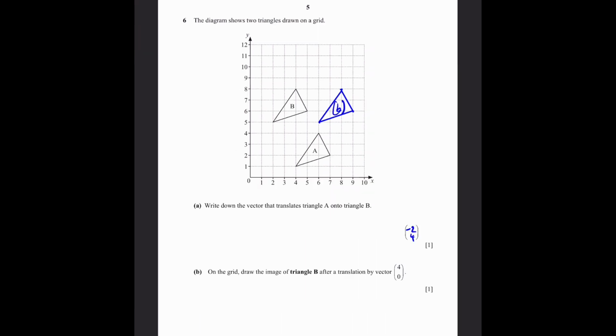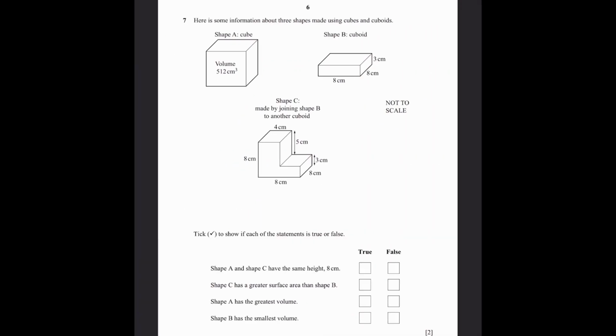Let's go to question 7. Here's some info about three shapes made using cubes and cuboids. Decide whether each statement is true or false. Shape A and shape C have the same height, 8 centimeters. So shape A is a cube with volume 512 centimeters cubed. So if you cube root it, you'll get the side length. And if you cube root it, you'll get 8 centimeters for all the side lengths. And therefore, the height is 8 centimeters for the cube, shape A. And then shape C, the height is also 8 centimeters. So the answer is true.